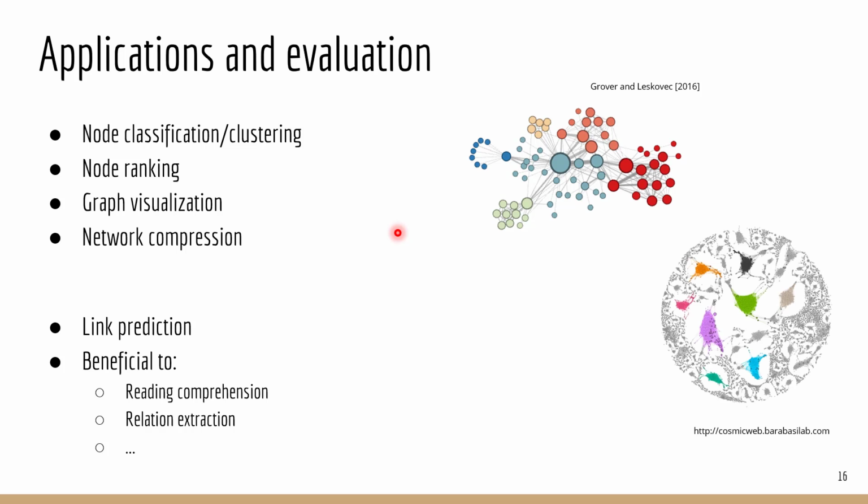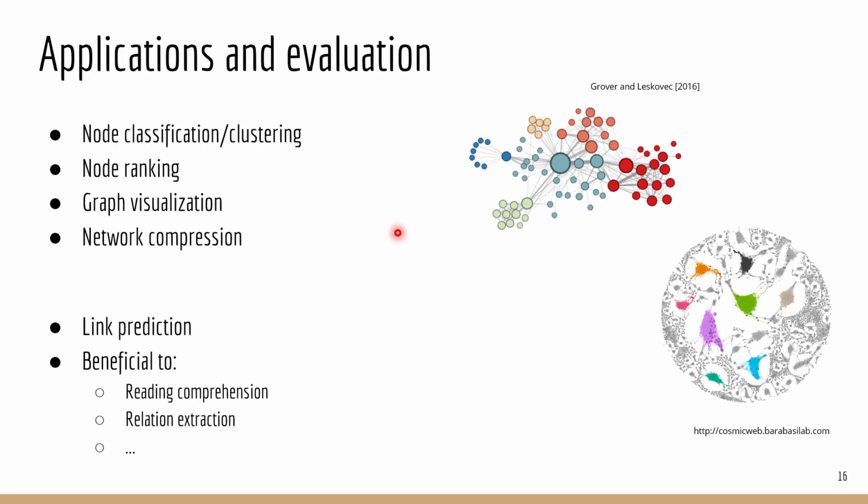Graph visualization is another popular application for node embeddings. You'd like to have some low-dimensional visualization of a large graph, which might be useful in interpreting or in finding different patterns in that graph. So for example, the graph here we have is some visualization of the cosmic web. And usually graph visualization involves some sort of dimensionality reduction like PCA or t-SNE.